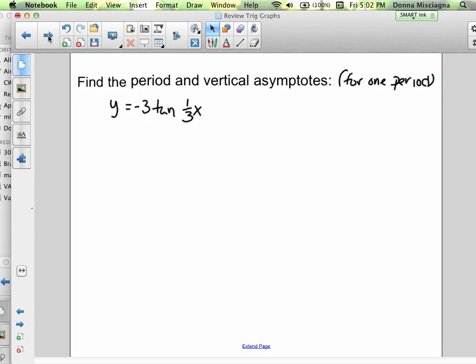Here we have y equals negative 3 tangent 1/3 x. That 3 is important only because it's negative. So this graph is going to be reflected. It's going to go down left to right.